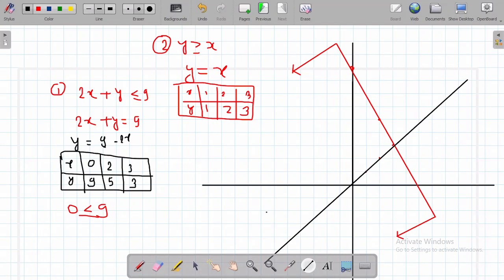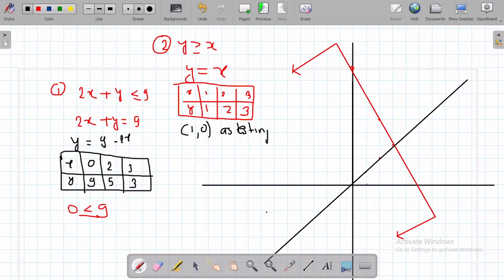Yeah, it will be like this way. Okay, passing through the origin. Now, if it passes through the origin, we cannot test the origin. So we have to test any other point. So you can test, let's say, (1, 0). Okay, so when (1, 0) is tested here, (1, 0) as the testing point.